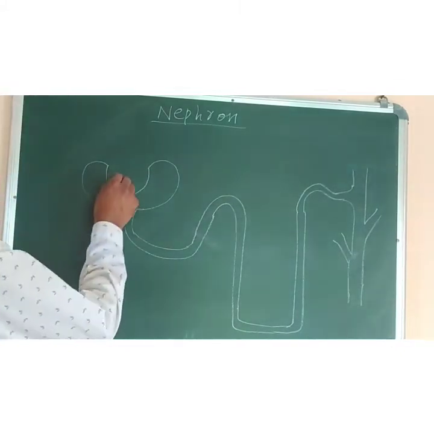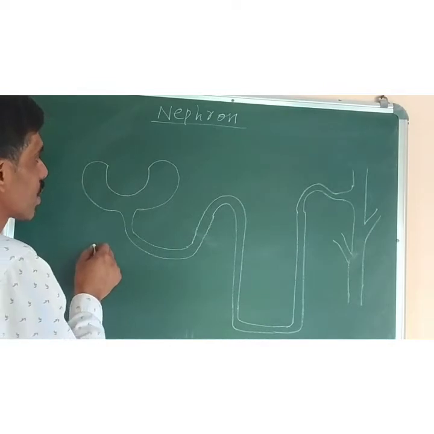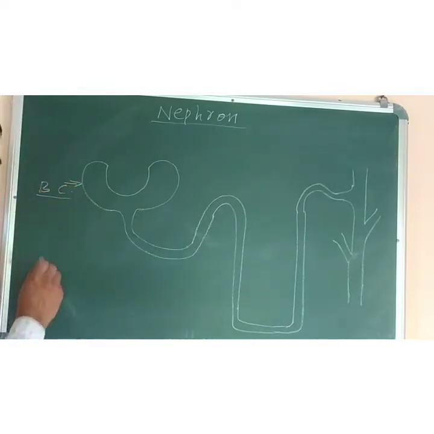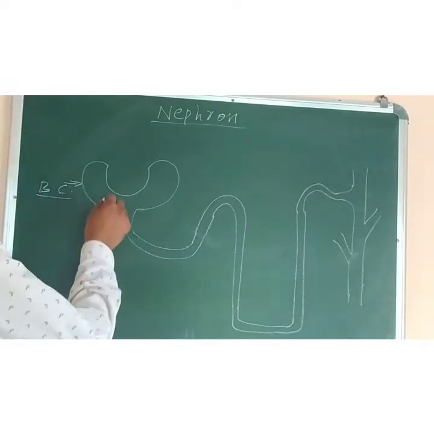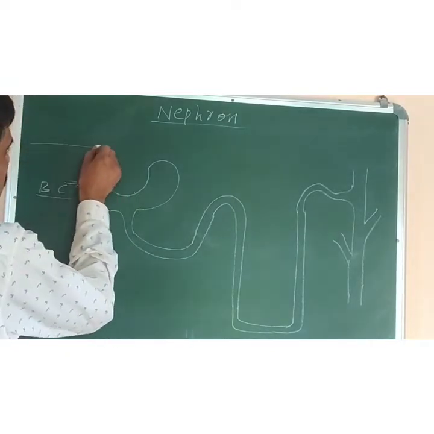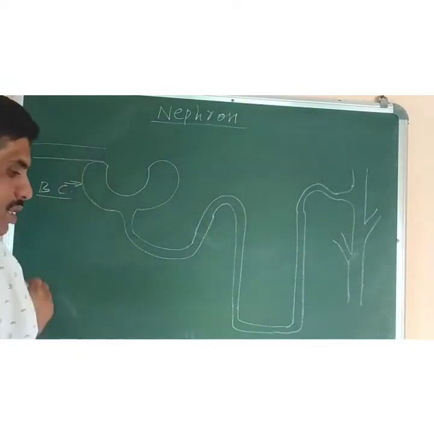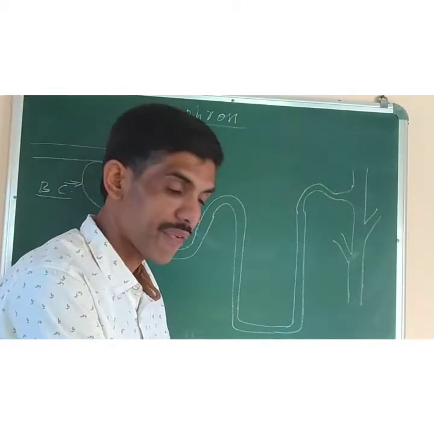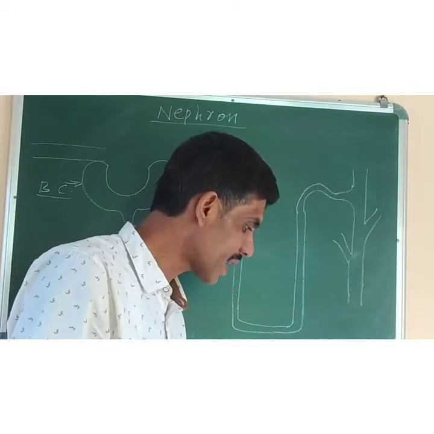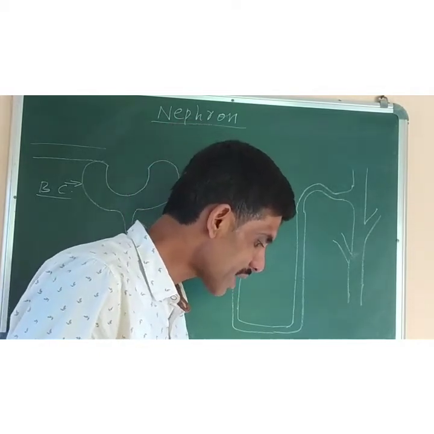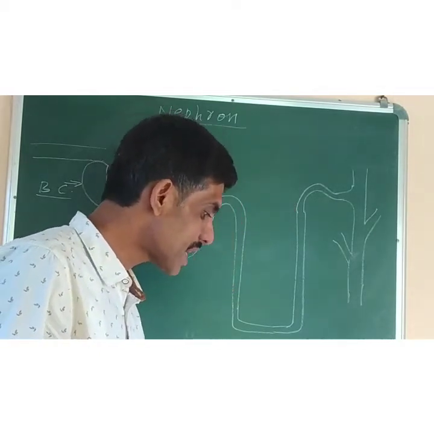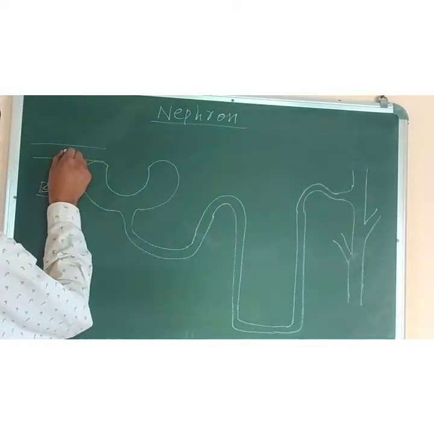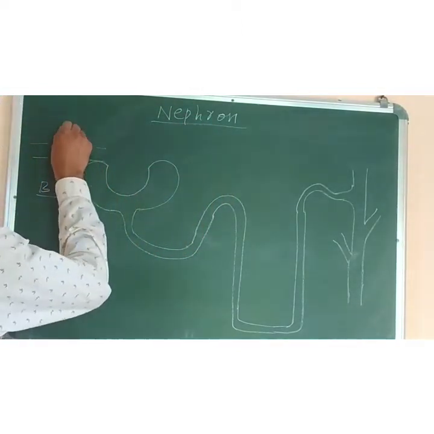Now, inside this cup-shaped structure, which is called Bowman's capsule, BC I have written, it is filled with a tuft of blood capillaries. Like one blood vessel is coming here. What is the name of this blood vessel? Two arterioles are there, afferent and efferent. The afferent arteriole is the one which brings blood from the renal artery. So this one is called the afferent arteriole.